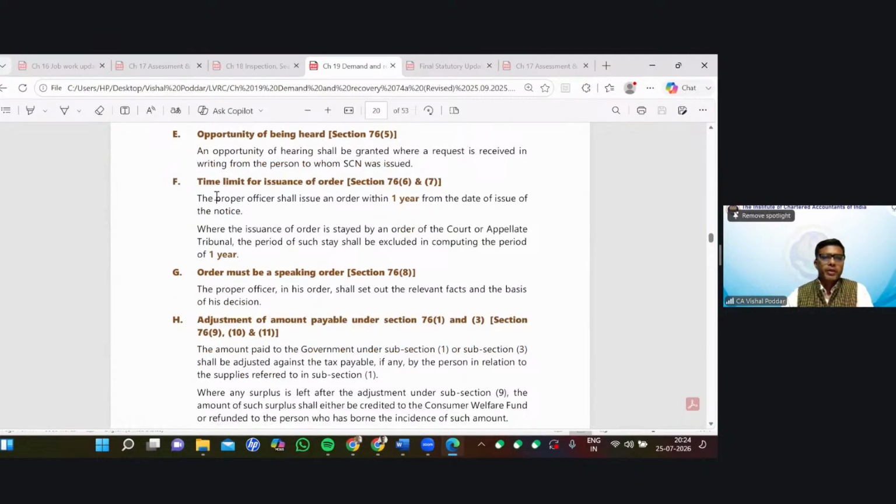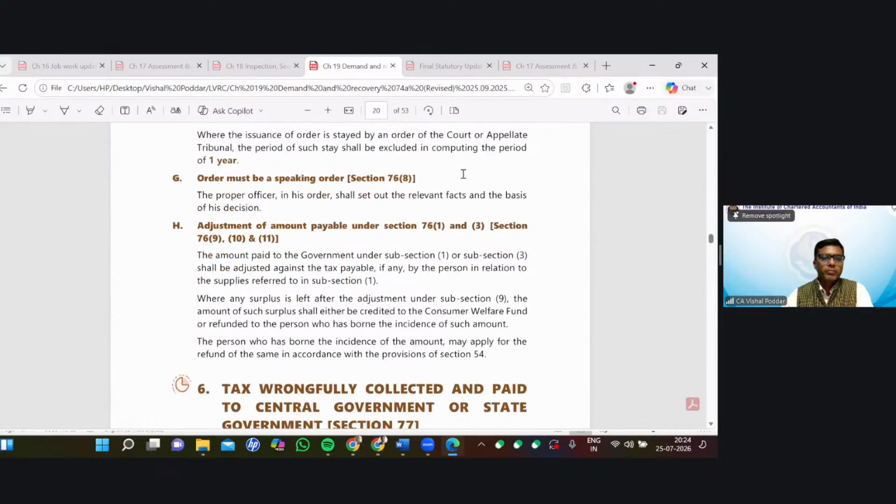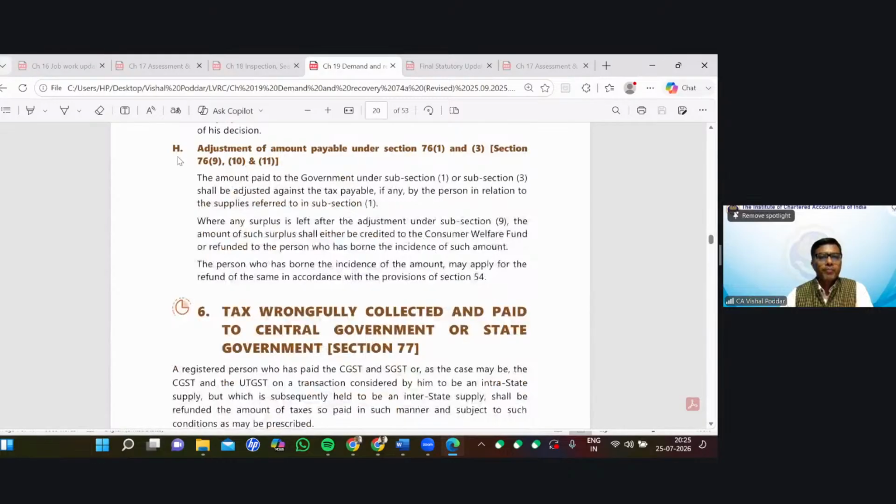Again, the principle of natural justice is to be followed, and an opportunity of hearing has to be given before any adverse action or order is passed. Time limit. What is the time limit for issuing this order? The proper officer shall issue the order within 1 year from the date of issuance of the notice. Where issuance of notice is stayed, again that period of 1 year will be extended. Next, the order must be a speaking order. This is again as per section 75, it is repeated over here.